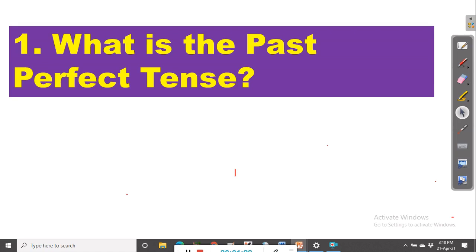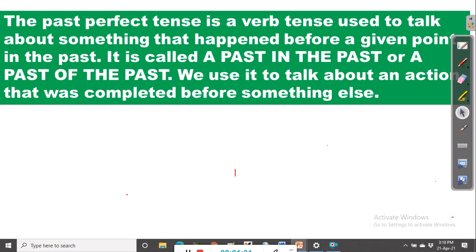What is the past perfect tense? The past perfect tense is a verb tense used to talk about something that happened before a given point in the past. It is called a past in the past or a past of the past. We use it to talk about an action that was completed before something else happened.